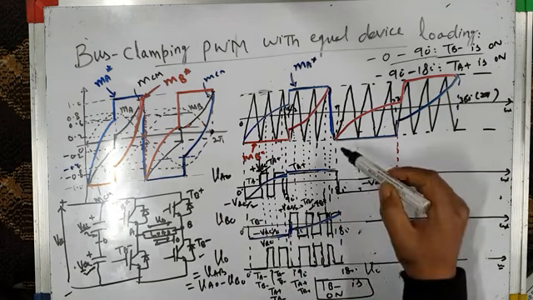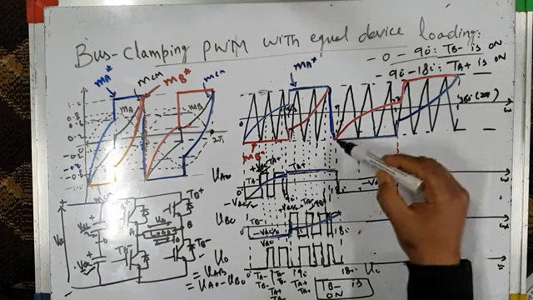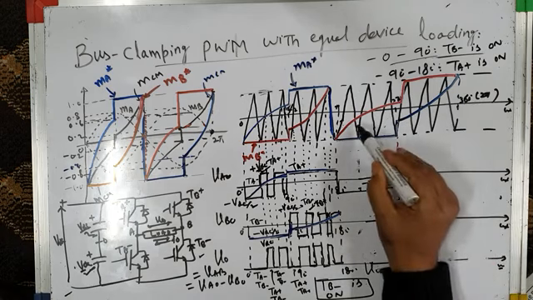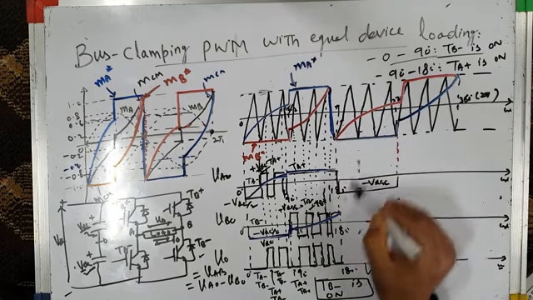And what about leg B? Leg B's switching is happening, see, leg B is switching. So let me draw these points of intersection.